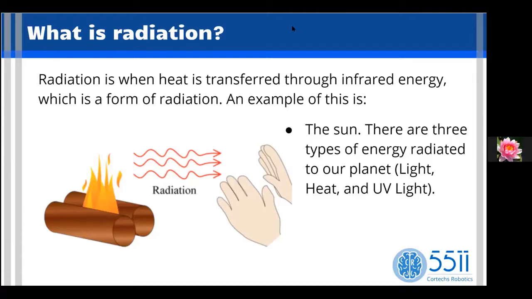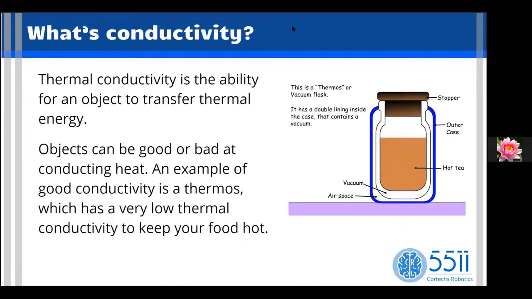Can we go to the next slide? Okay, so thermal conductivity is the ability for an object to transfer thermal energy. For example, certain objects are good at conducting heat, like metal and glass, but other things are bad at conducting heat, like air or wood.